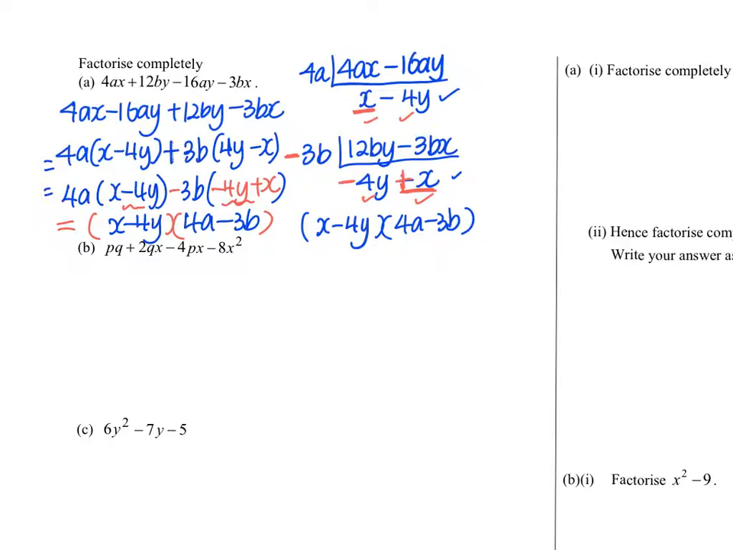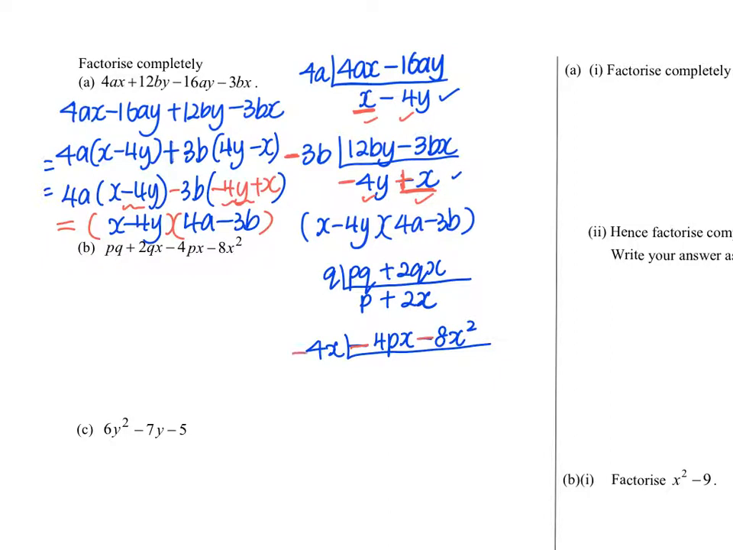Let's try one more question. Now in this question over here, we have PQ and plus 2Q. Maybe I'll just try PQ with 2QX. Okay, the common factor here is Q, then I'll have P plus 2X. The next pair will be negative 4PX minus 8X squared. So the common factor over here will be 4x. But notice that both of them got a negative sign.